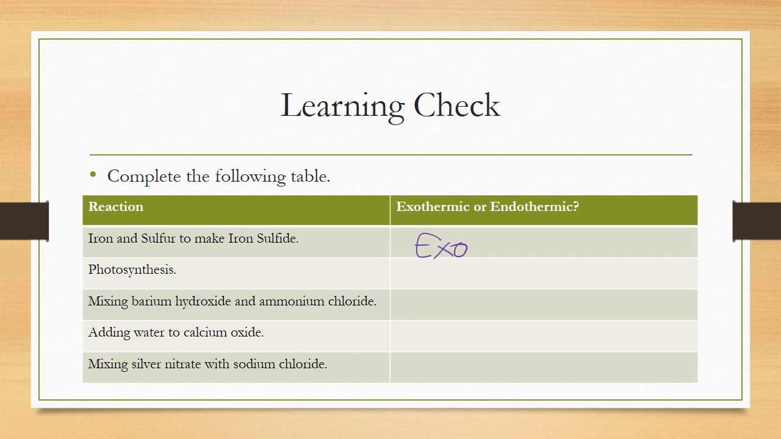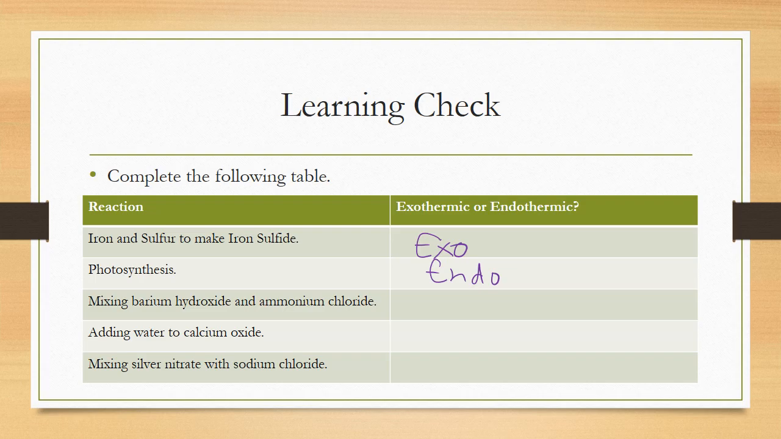Okay, photosynthesis, so from biology. So in photosynthesis, the light or the energy from the sun is being used by plants and their chloroplasts to transform carbon dioxide and water into sugar. So you're using energy, so it's going to be an endothermic process.